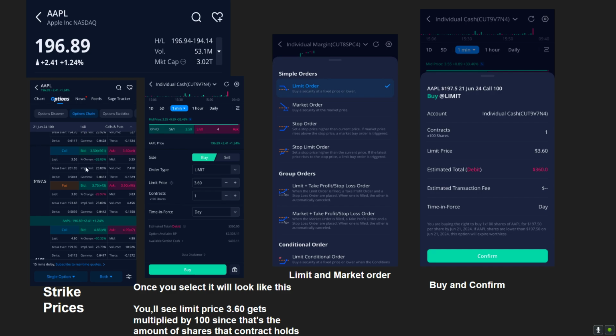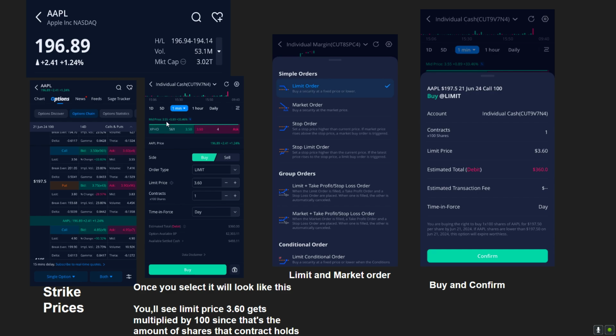So in 14 days, you want Apple to go up, and then right here is your order. Right here you got your order type. It's going to be limit and market order. I use limit order, and I'll tell you guys why in a minute. But yeah, then you got your limit price. So this is actually why I use limit order, because right here you got your thing called the mid price.